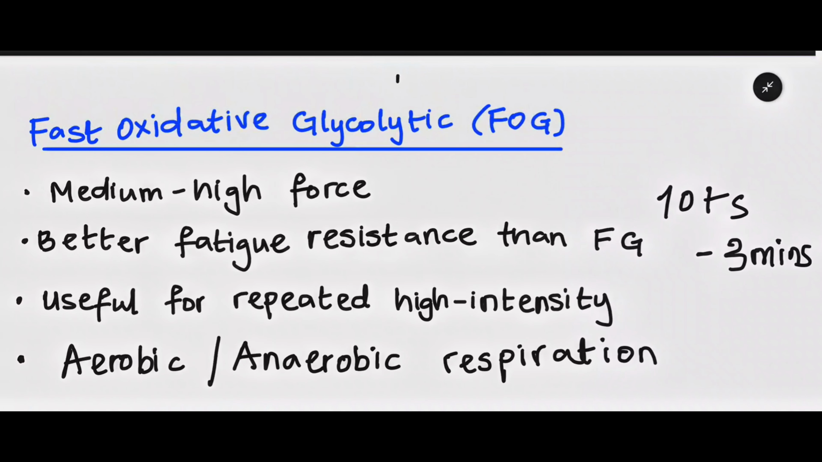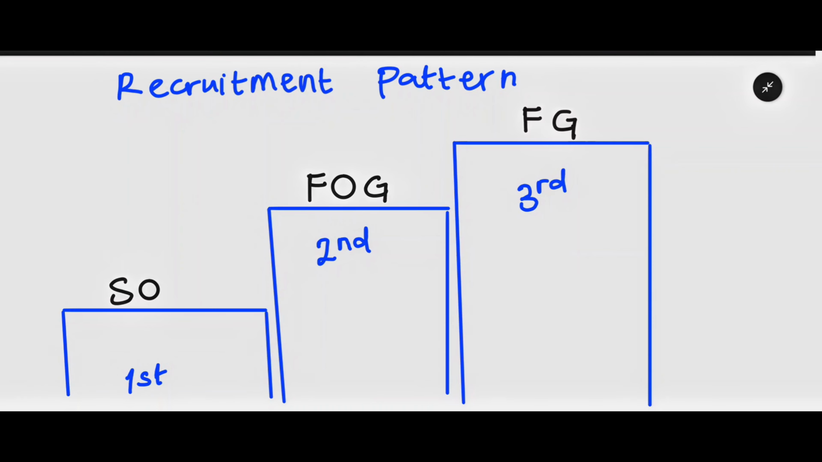Muscles are recruited, or switched on, following a pattern. So the slow oxidative muscle fibers are recruited first, and then the fast oxidative glycolytic are recruited second, and then the fast glycolytic are recruited third.